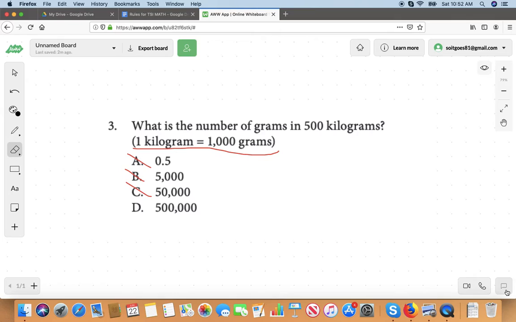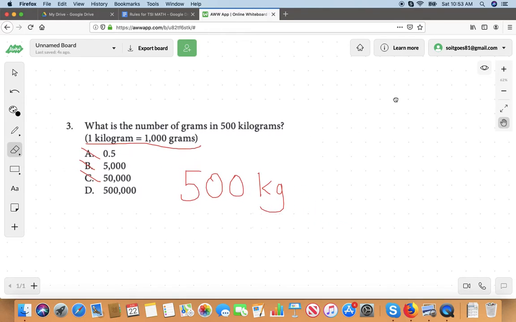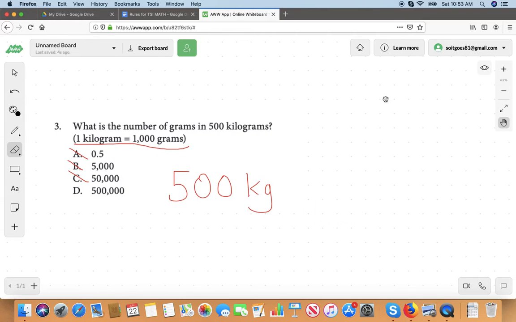We're going between kilograms and grams. Okay, so let me show you how this looks when we set up using conversion units. So I've got 500 kilograms, 500 kg, and we're going to multiply this by a conversion unit to get into grams. Okay, so multiply. That's conversion.